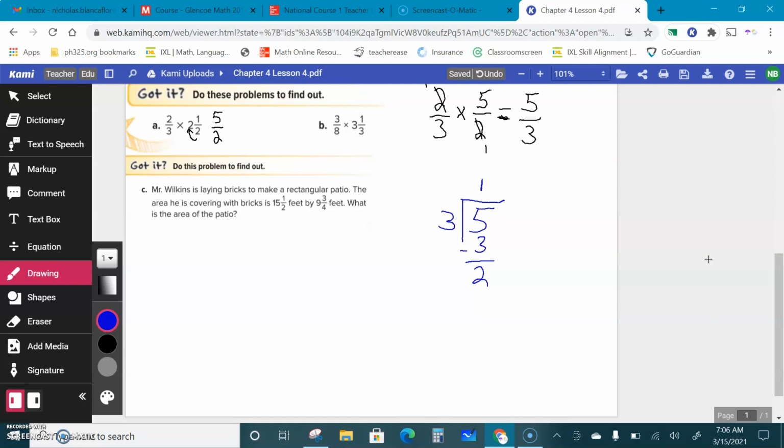Now we're ready to build our answer. I have a whole number of 1. This is my remainder, and that's going to go on top of the mixed number. Then whatever we divided with is going to be our denominator. So our final answer is 1 2/3. Sorry, my handwriting is not that great on a tablet. And there you have it.